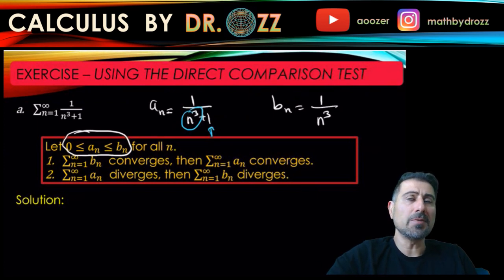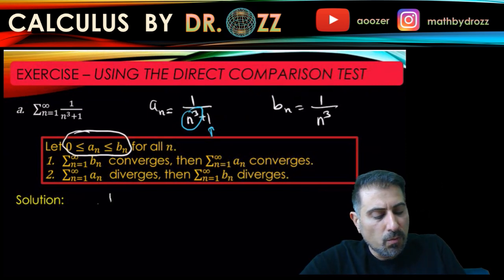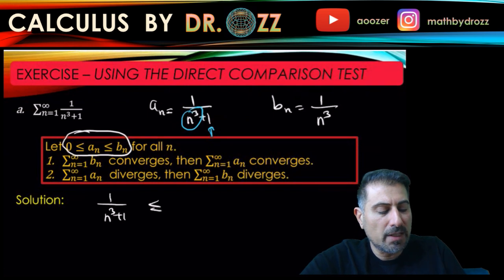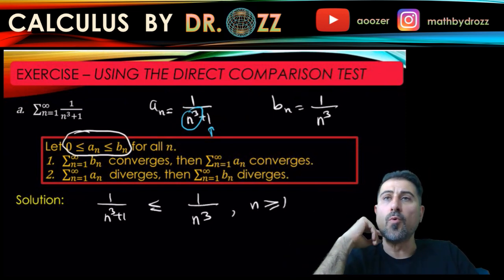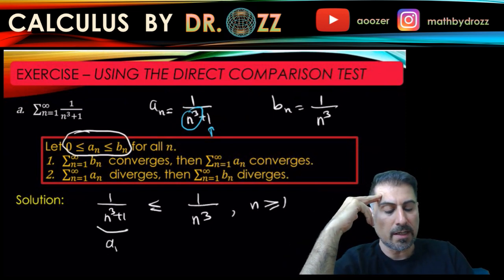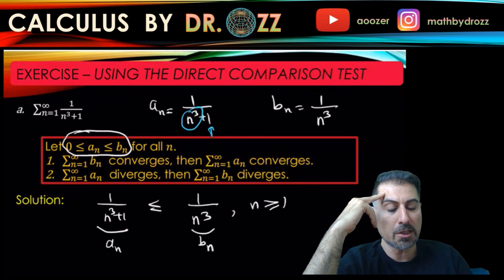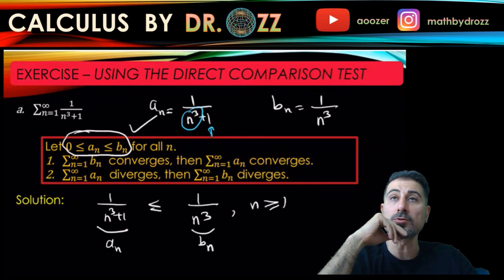Well, it is the case, because 1 over n cubed plus 1 has a bigger denominator than 1 over n cubed no matter what n is. In other words, 1 over n cubed plus 1 is always less than or equal to 1 over n cubed for n greater than or equal to 1. So if this one is an and this one is bn, I have this inequality to hold true.